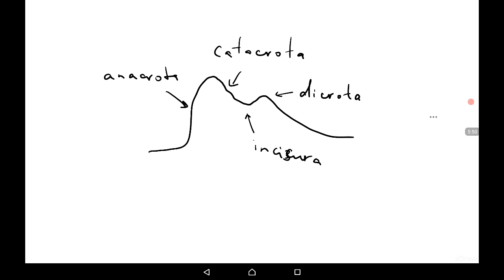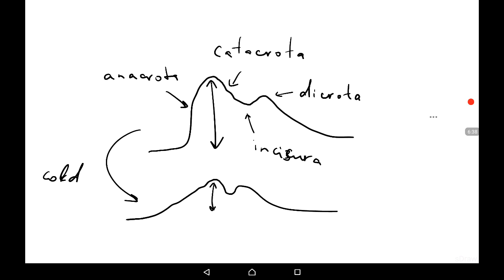If the vascular tone increases, for example, due to the increase of the sympathetic tone, then the rheogram changes. Anacrota becomes longer and the amplitude of rheogram decreases. So, for example, after application of the cold temperature, cold object, after immersing of a hand into the cold water, the rheogram will change and it will look like that.